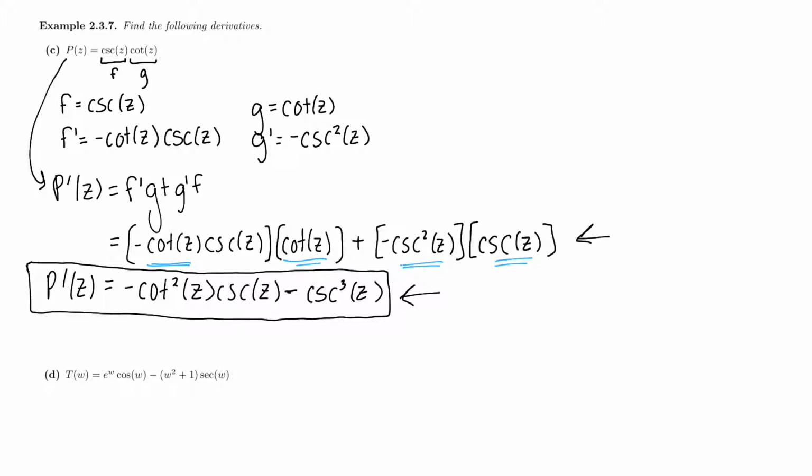And if you wanted to go even further, you could factor out a negative cosecant z. Just if you wanted to really be fancy about it, if you're just really like, you know what? I don't think that's fancy enough. You could factor out a negative cosecant z and you'd have cotan squared z plus cosecant squared z. So that's pretty cool. Any questions on that one at all?